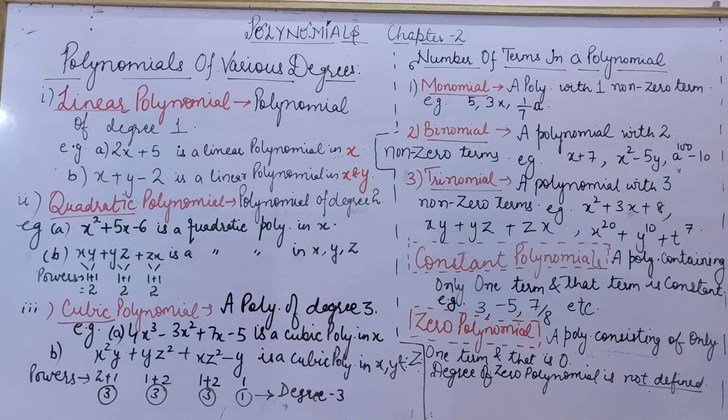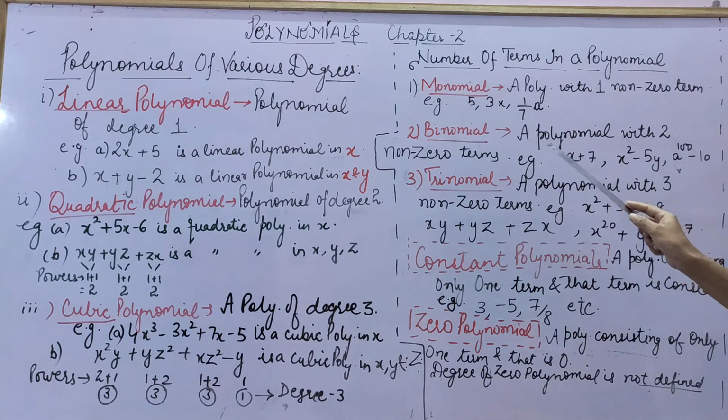Let us next study the number of terms in a polynomial. First one is the monomial. A polynomial with one non-zero term. A very important word is non-zero. Non-zero means the term must not be zero. It can be a constant or a variable, like 5, 3x, 1 upon 7a. So these are all polynomials with one term, so they are known as monomials.